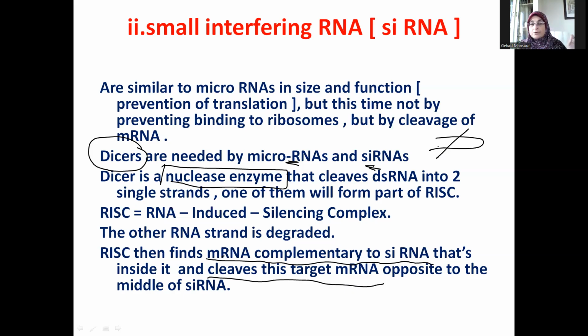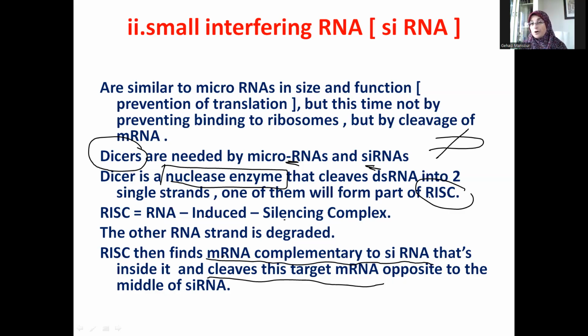So we will have single-stranded RNA molecules. And one of these single-stranded molecules will be degraded, and the other one will form part of what we call RISC. What is RISC? It stands for RNA-induced silencing complex, meaning that after having cleaved the double-stranded RNA into single strands, one of the strands will be degraded and the other strand will form the RISC. And the RISC is the RNA-induced silencing complex that will help the small interfering RNA to break down messenger RNA.